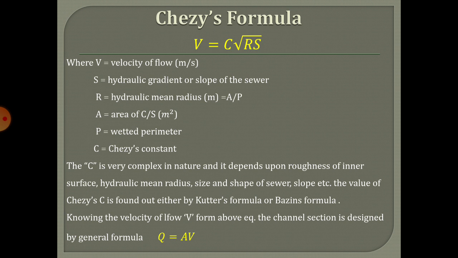It is measured in meters and is calculated by dividing the cross-sectional area by the perimeter. A is the area of cross section, P is the wetted perimeter, and C is the Chezy's constant. The C is very complex in nature and depends upon the roughness of the inner surface, hydraulic mean radius, size and shape of the sewer, slope, etc. The value of Chezy's C is found out by either Kutter's formula or Bazin's formula.